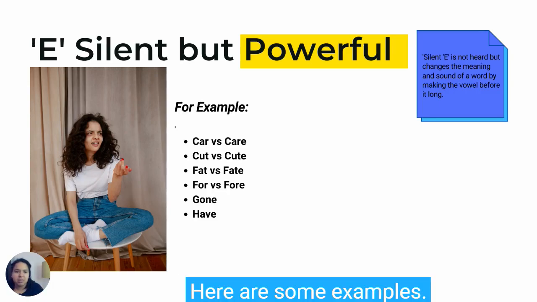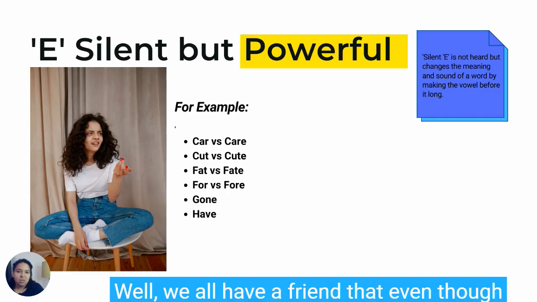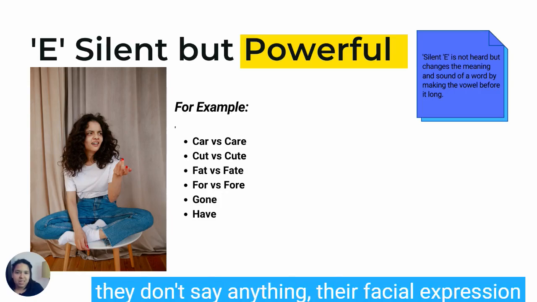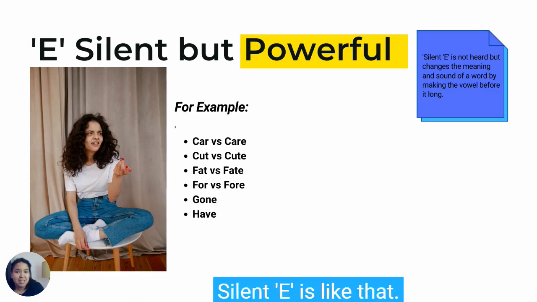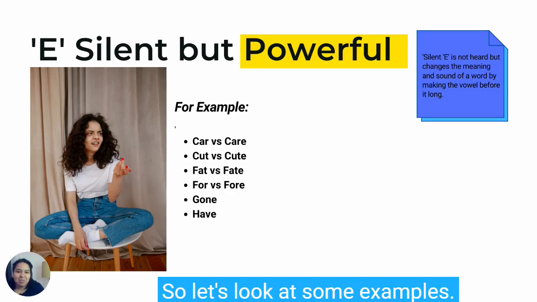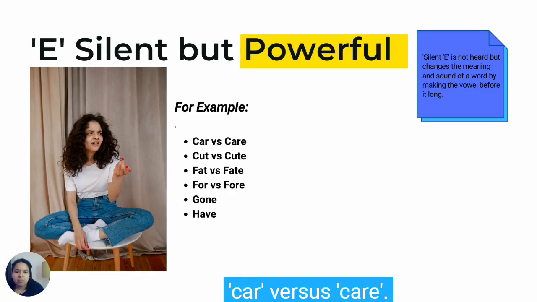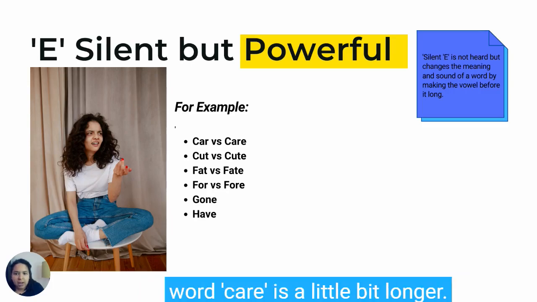Here are some examples. Why is this picture of this angry lady here? Well, we all have that friend that even though they don't say anything, their facial expression can change the whole conversation. Silent E is like that. So let's look at some examples. Car versus care. You hear how that A in the second word, care, is a little bit longer.